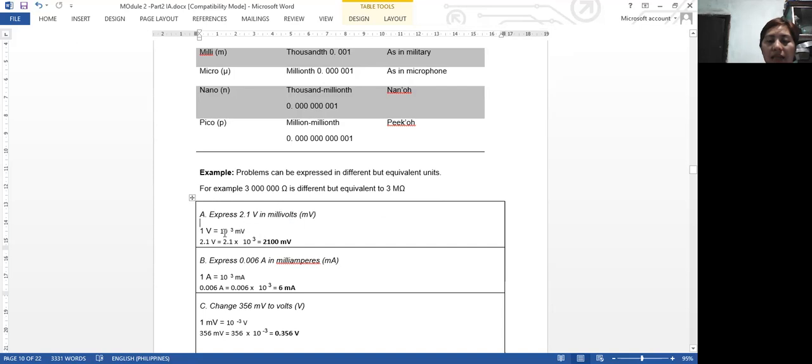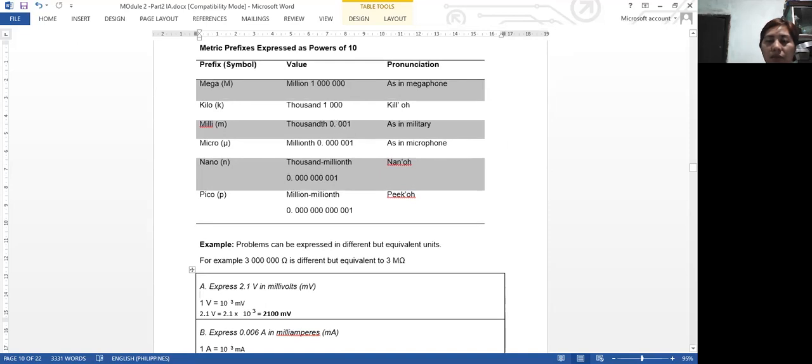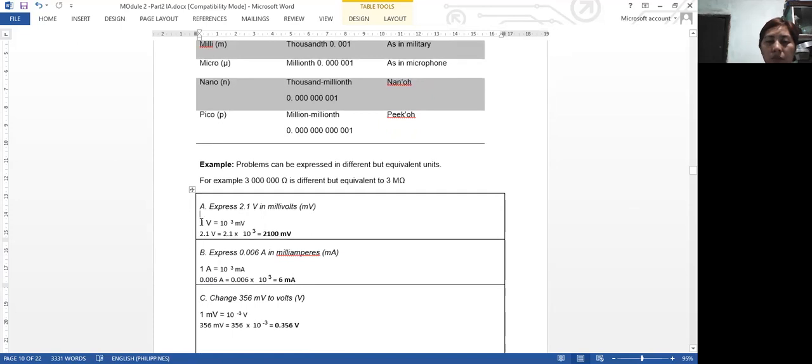So milli is 10 raised to the third power, or 10 cube, because if you will observe here, the equivalent of milli is 0.001. So 1 divided by 0.001 is 1,000. That's why 1 volt is equal to 10 cube. So if we're going to convert 2.1, the expected answer should be greater than 2.1, although the two are just the same. The only difference is the unit. 2.1 volts is equal to 2,100 millivolts.